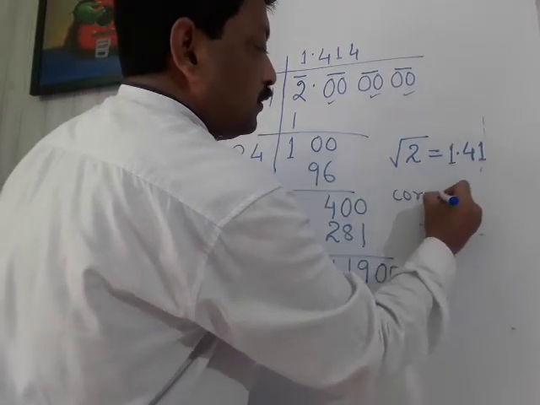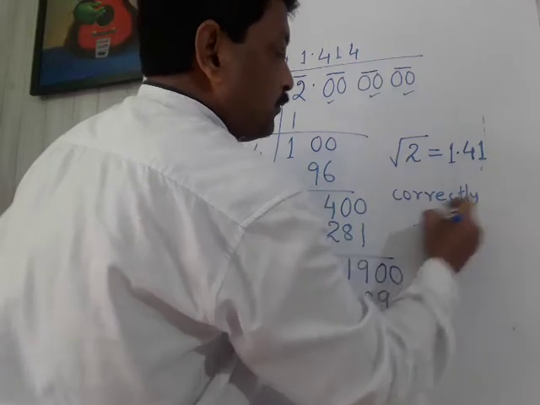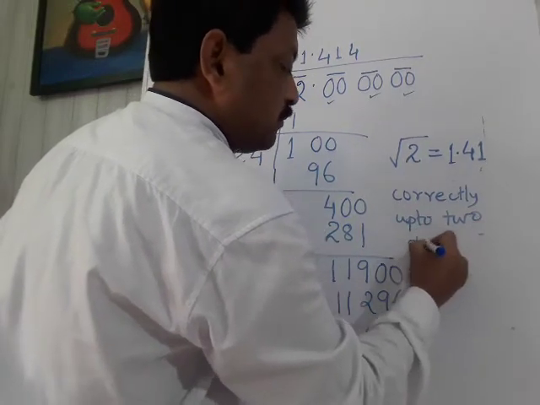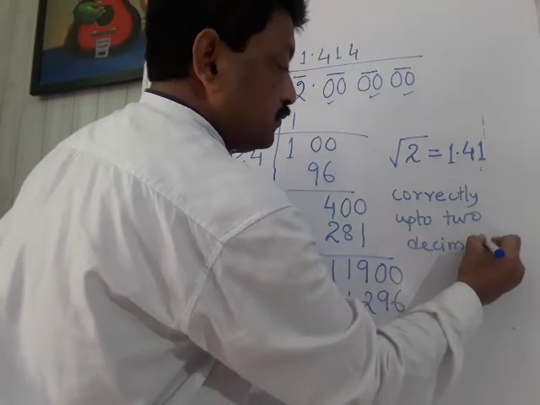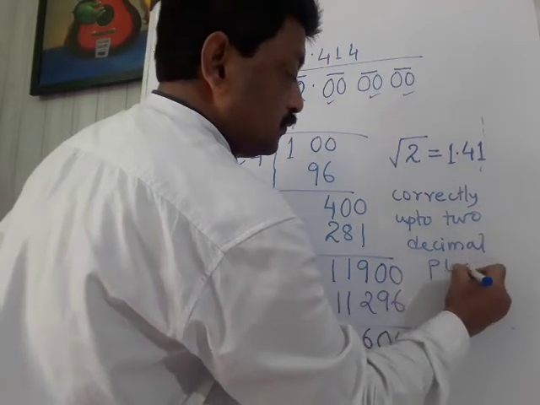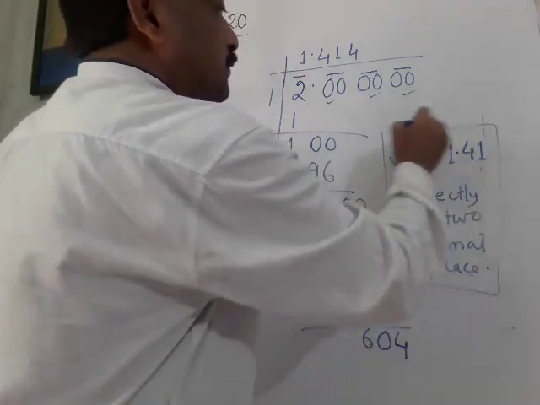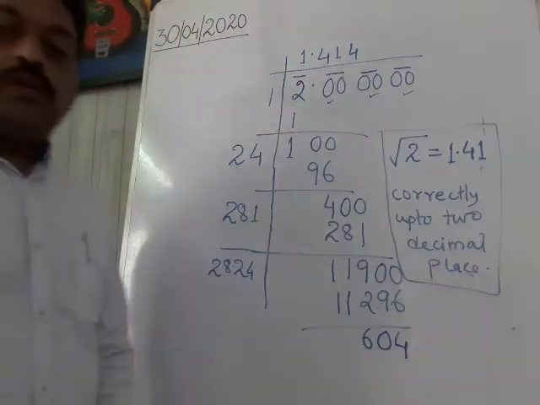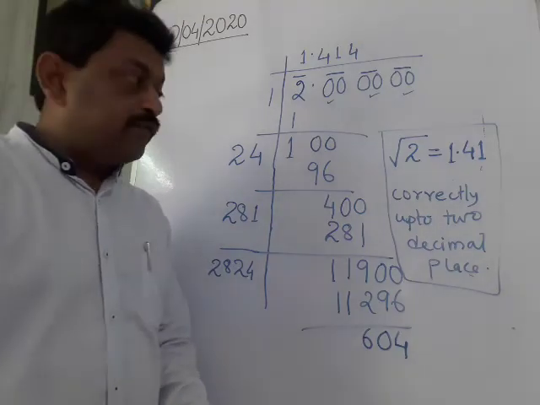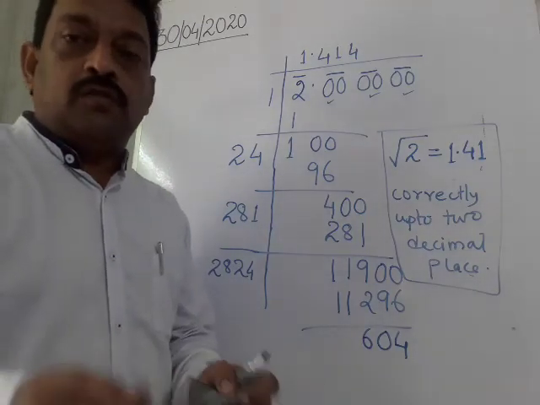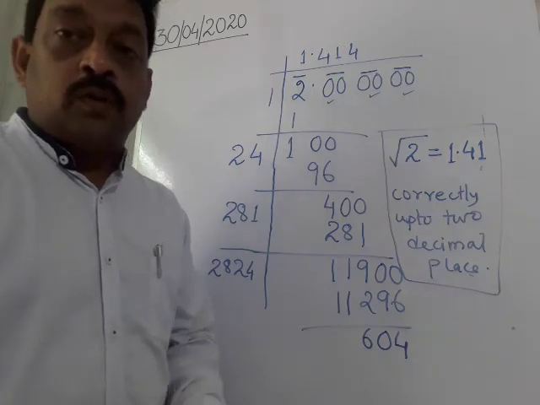Correctly up to 2 decimal places. This is the answer. So understood? In this way we can find the square root of any perfect square, and the square root of any number which is not a perfect square.